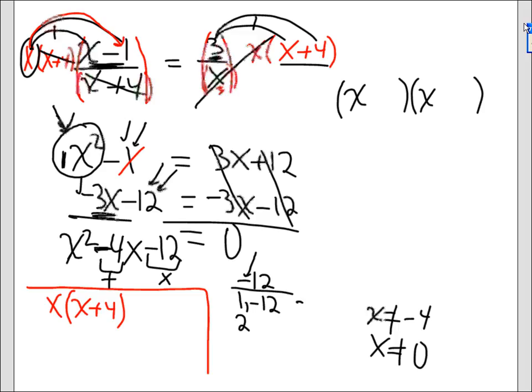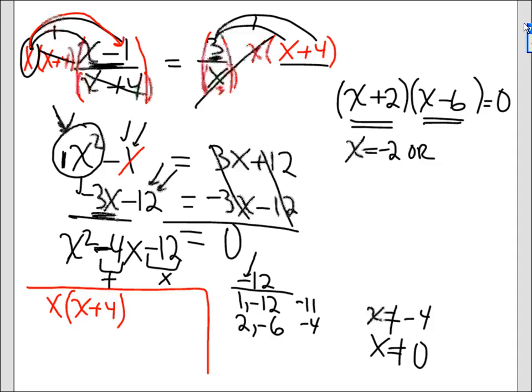So we have 1 and negative 12. That adds up to negative 11. 2 and negative 6. What do you know? That adds up to negative 4. And that's my numbers. Positive 2 and negative 6. And this product is 0. This times that equals 0. So either this is 0, which happens when x is negative 2, or that's 0 when x is 6. And neither of my two possible answers is a number that I won't allow.